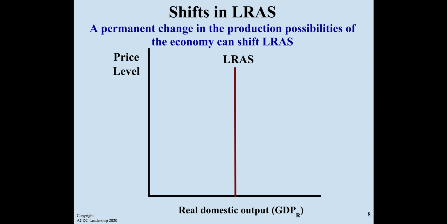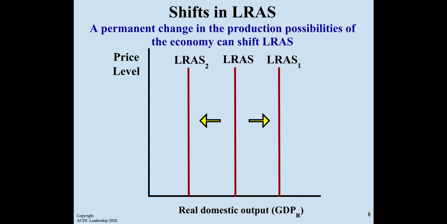So what are the shifters of the long-run aggregate supply? Well, a permanent change in the production possibilities of the economy can shift the LRAS. There's a shift outward, signified by the arrow and the new labeling of the new curve. Here's a shift inwards, or a decrease. Again, notice the LRAS2 and the arrow signifying the change.